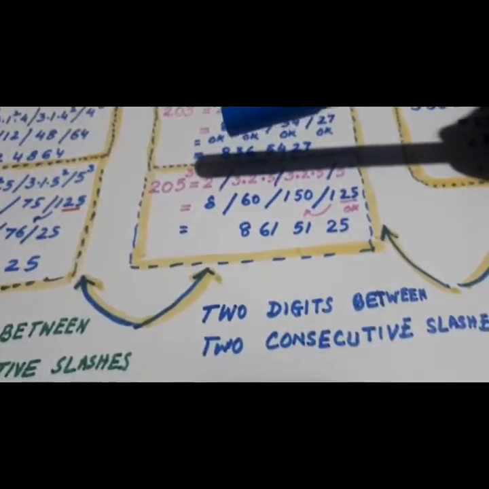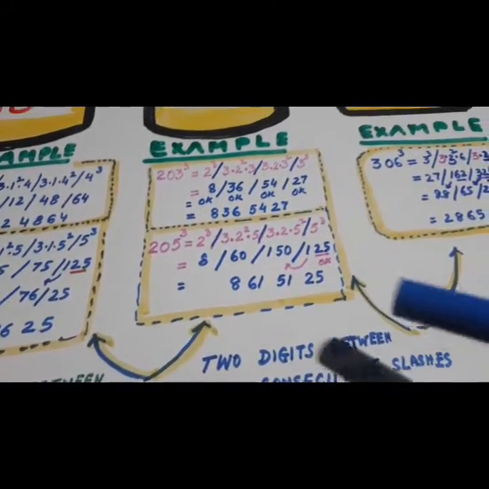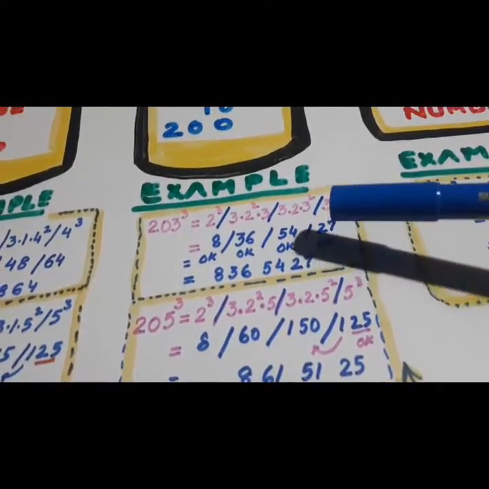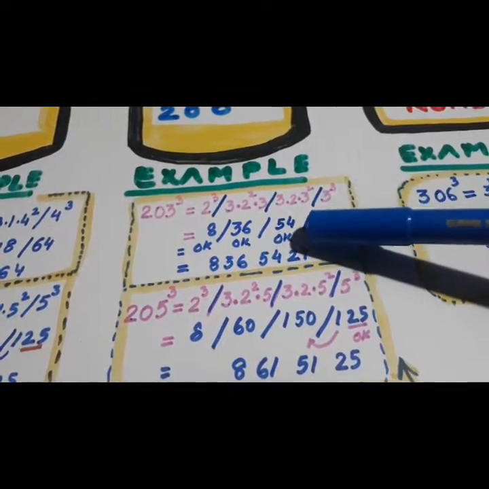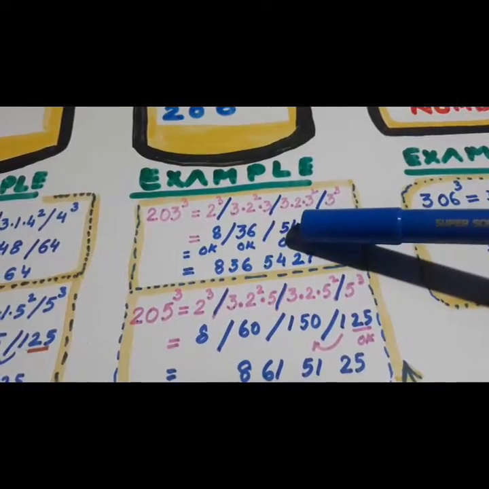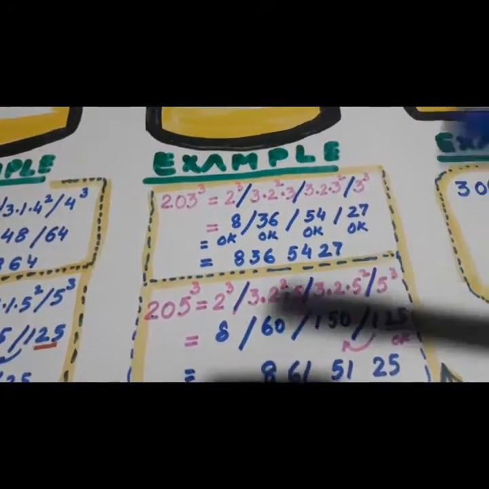This is okay. We have to keep 2 digits between the two consecutive slashes. So these are the 2 slashes. We have to keep only 2 digits. Here are 2 digits, 2 digits maximum. So here it is 1. So it will do.